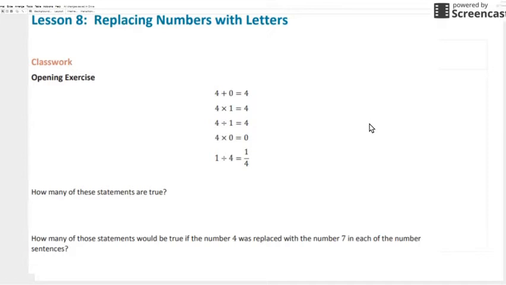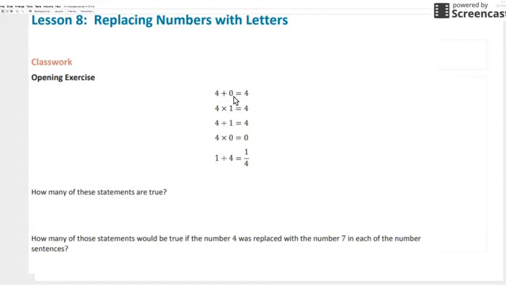All right, hello students. Today we're moving on with lesson 8, replacing numbers with letters. So today we're going to talk about a few different properties that we need to know moving forward in this unit. If we look at the opening exercises, we have a few different equations going on here.